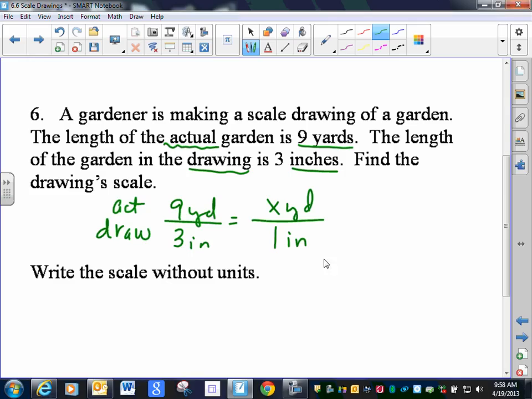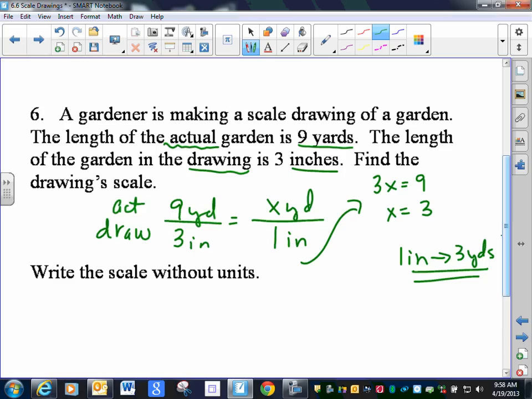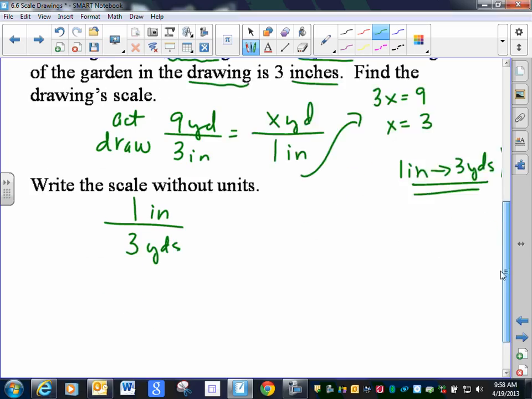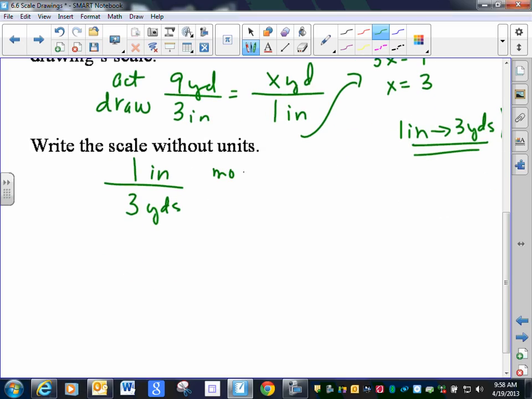So if we cross multiply, we get 3x equals 9, or x equals 3. So in answer to this first question, we get 1 inch represents 3 yards. You can kind of have done that one in your head. Now it says, so let's write that down here. 1 inch represents 3 yards. This is 1 inch on the model, represents 3 yards on the actual.